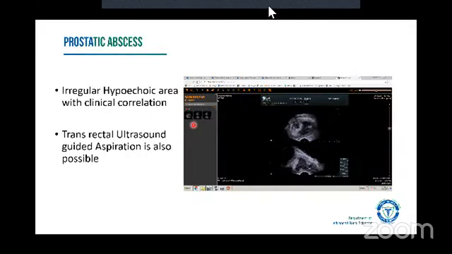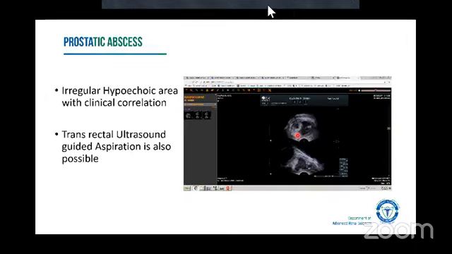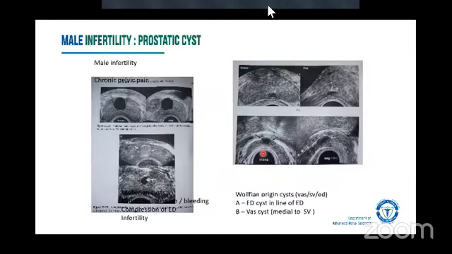Another important area where TRUS is very, very important is large hypoechoic lesions in diabetics or in febrile patients. These are basically prostatic abscesses. And you can even put in an intervention and take out the pus, just put in a needle transrectally and remove those things. In male infertility, you are looking at prostatic cysts and seminal vesicle cysts.